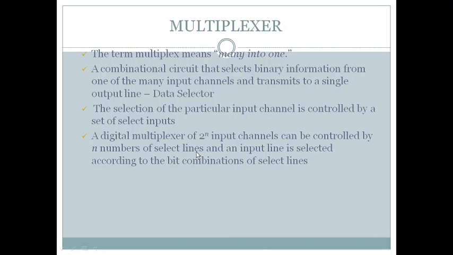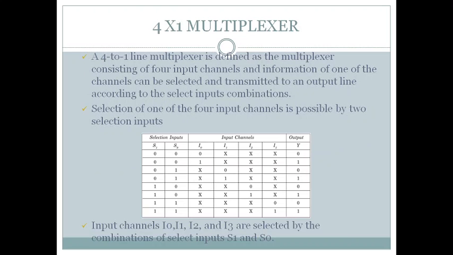So in the same way, you can select out of any 2 power n channels by using n select lines, according to the bit combinations of the select lines. So in particular, we'll be discussing a 4 to 1 multiplexer in detail.